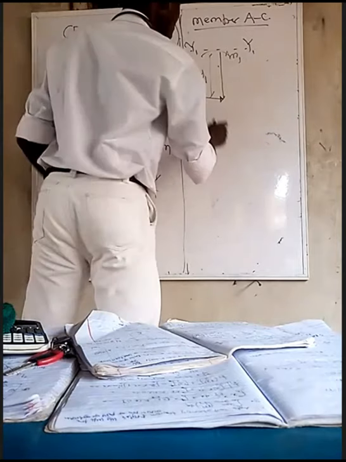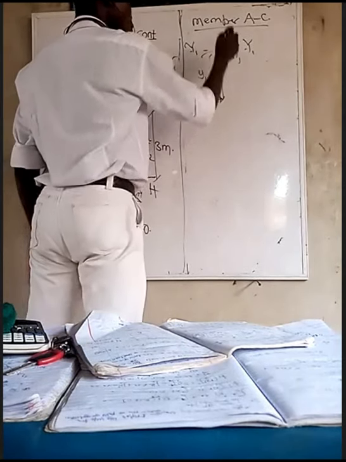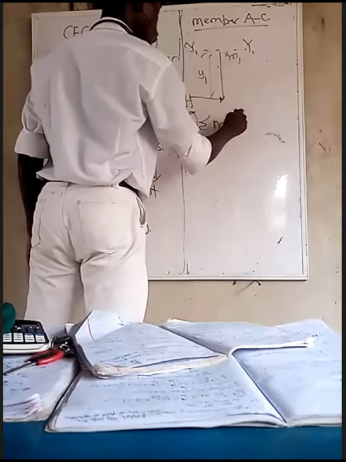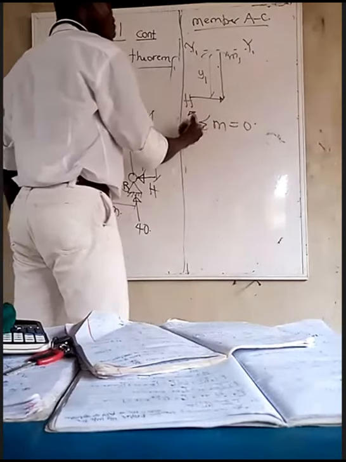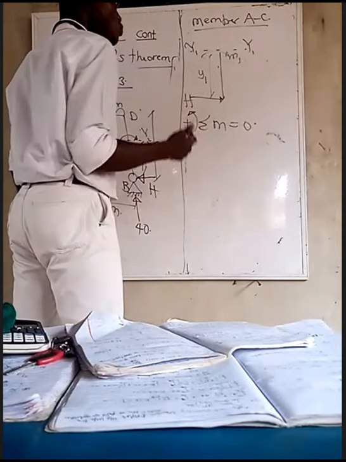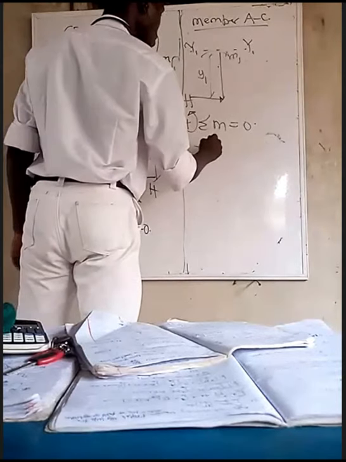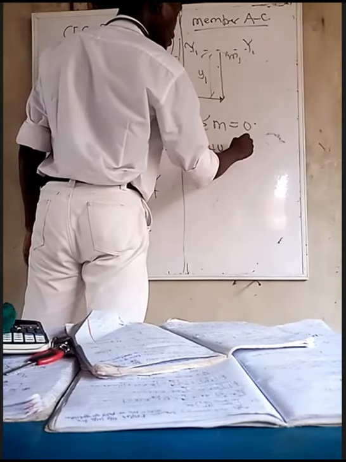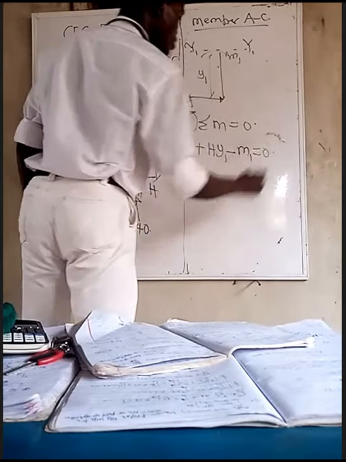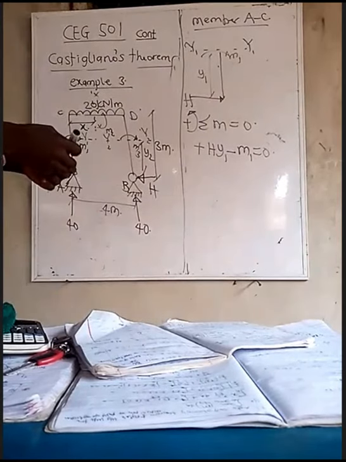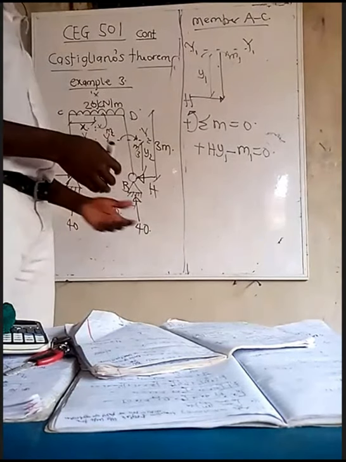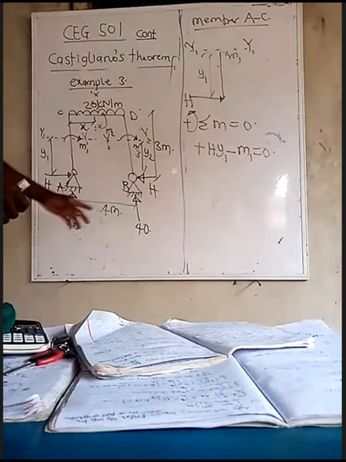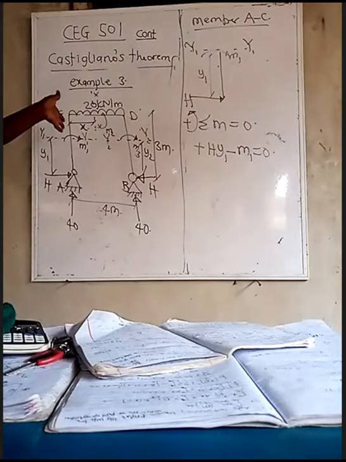So we now have H at this point. Summation M is equal to what? Zero. We are taking anticlockwise to be positive. So that means plus H Y1 minus M1 is equal to zero. Now, I know you must be wondering, why is the vertical force not doing anything there? It's going to do something when we get to this part. But in this part, it's just an axial force.